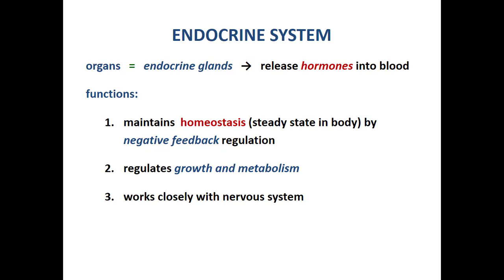And the endocrine system, as I mentioned, works very closely with the nervous system. The nervous system regulates the endocrine system both directly and indirectly through the release of its own system of hormones.